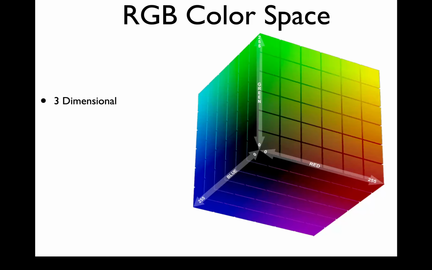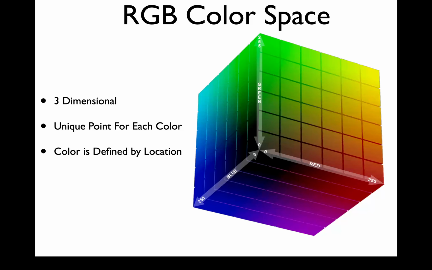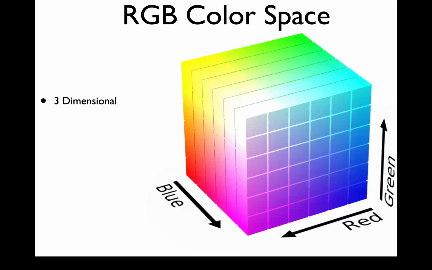If I come back to 0, I have black again. If I then do the blue slider up to 255, I get pure blue back. If I come all the way up to green here, 255, pure green. Those are the corners. All the way inside of this cube, though, you make up all the other colors. So this cube, it's three-dimensional. There is a unique point for every color. Color is now defined by location, which is critical for communication for us.